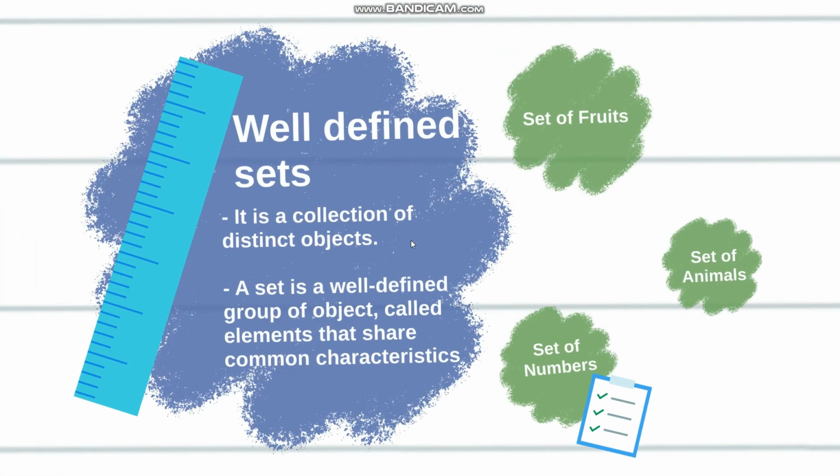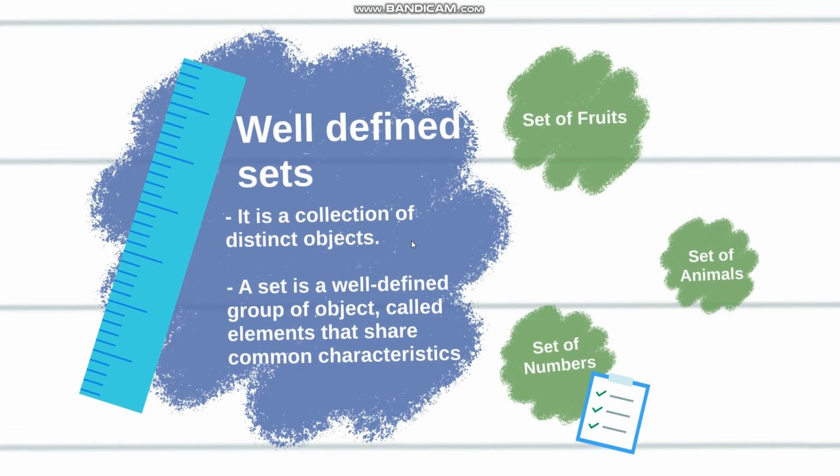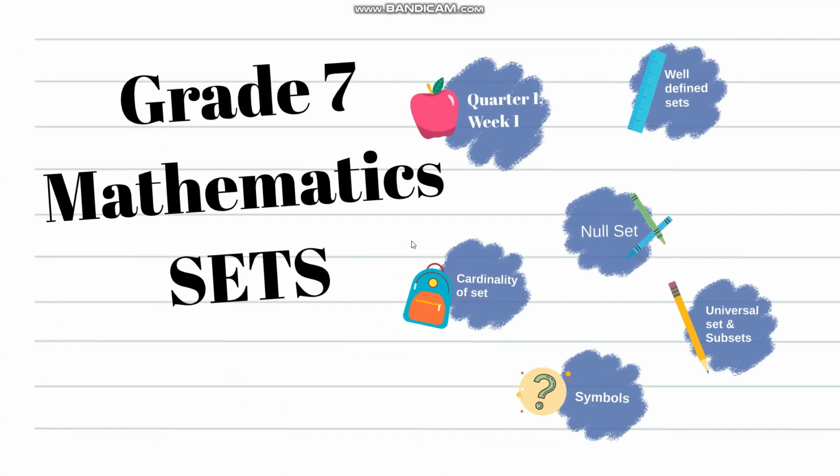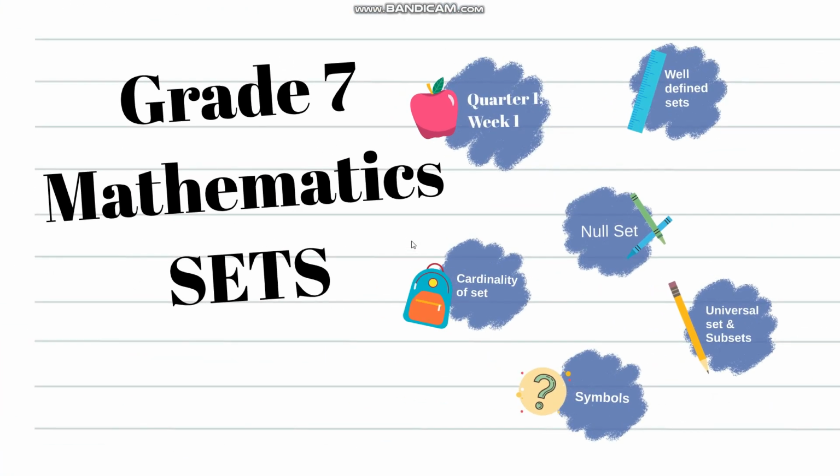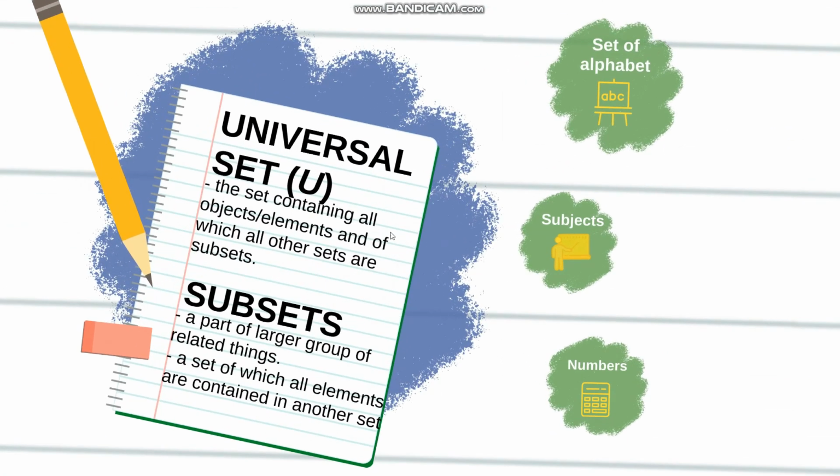And now let's continue. Let's go to universal set and subsets. The universal set, having the symbol italicized U, is the set containing all objects or elements, of which all other sets are subsets. Okay, this is now our universal set. And we also know that the universal set is the set that contains all elements under consideration. So meaning, later on, we will have examples of that.